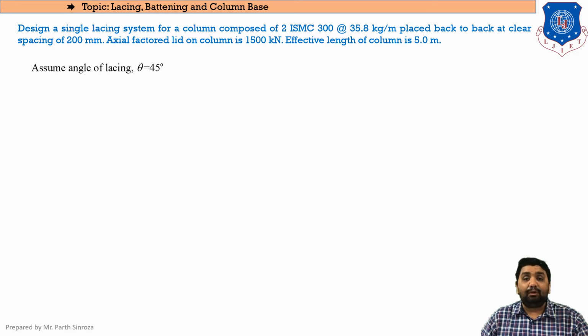Now starting with our sum, we will always assume the angle of lacing to be 45 degrees. It will never be mentioned in the question, so the theta value or the angle of the lacings will not be given.